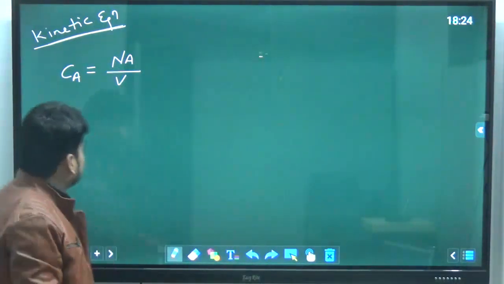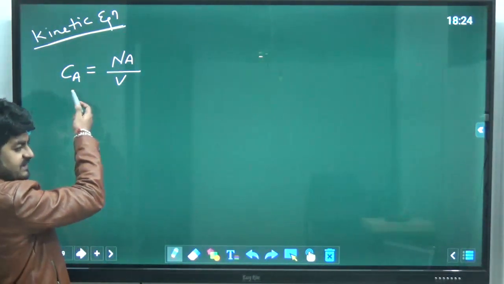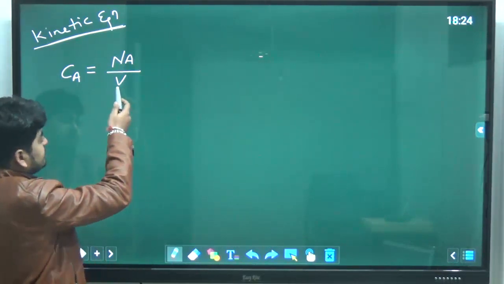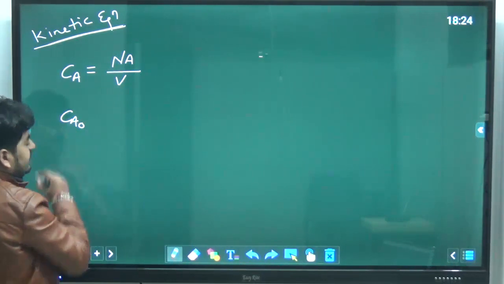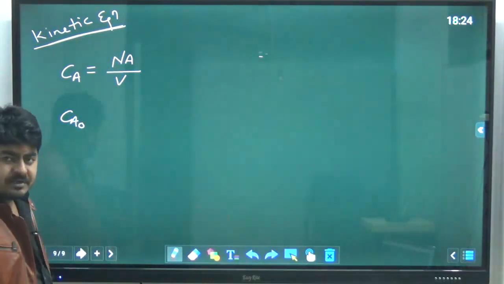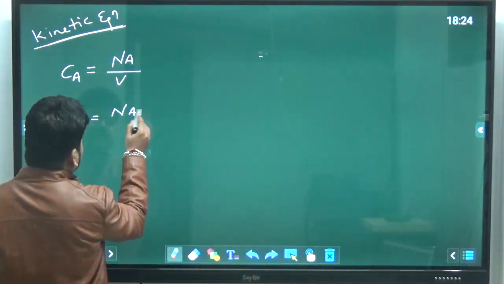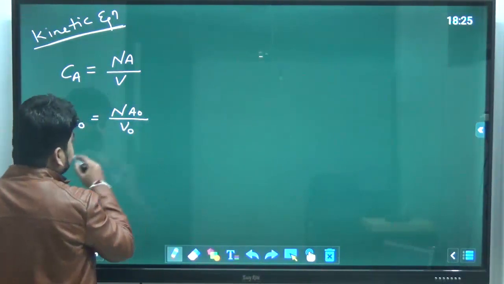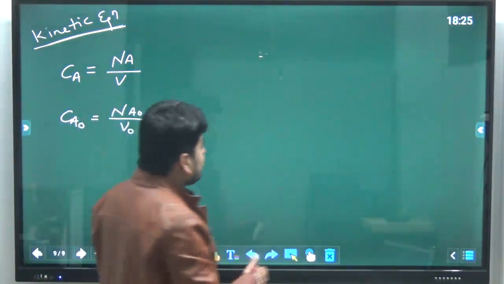At any time t, concentration of A can be denoted by Ca, and that will be the ratio of moles of A at that time t to the volume of reaction mixture at time t. Similarly, concentration of A initially, or at time t equal to 0, is denoted by Ca naught, and that can be represented as moles of A at time t equal to 0, or the initial moles of A, to the volume of reaction mixture initially. This is the thing which we should know.